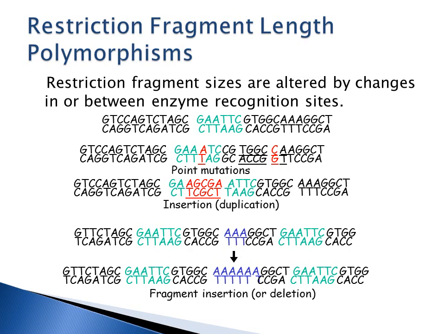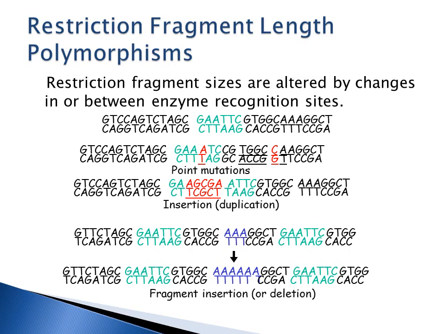So the restriction fragment sizes are altered by changes in the enzyme recognition sites or in the region of DNA between restriction enzyme recognition sites. So here you see an example of double-stranded DNA, a small sequence, and you can see that there is a restriction site, GAATTC. So if you have a point mutation where you get GAAATC, you no longer have that particular restriction enzyme recognition site.